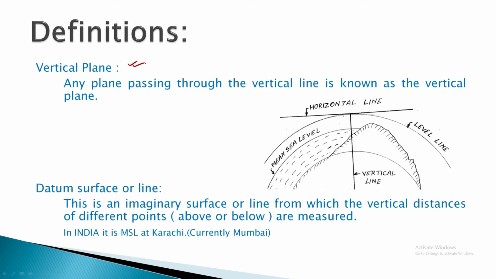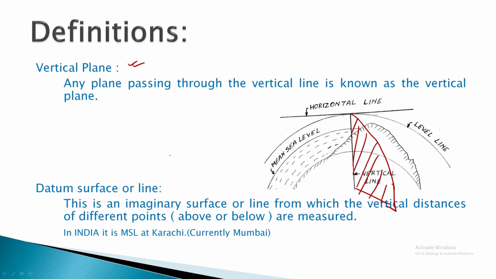Vertical plane. What is the vertical plane? Any plane passing through the vertical line is known as the vertical plane. Suppose this is a plane, and this plane is passing through this vertical line. Then this particular plane is said to be a vertical plane. Understood?